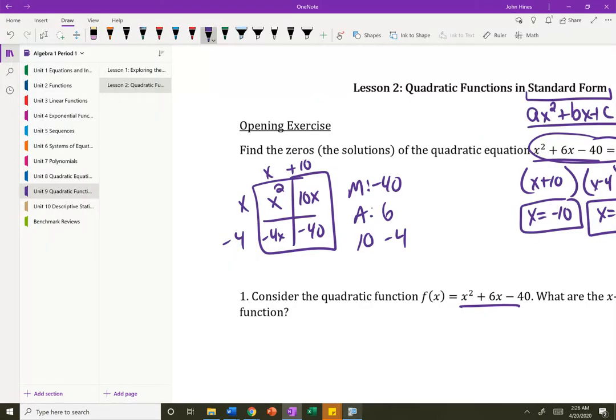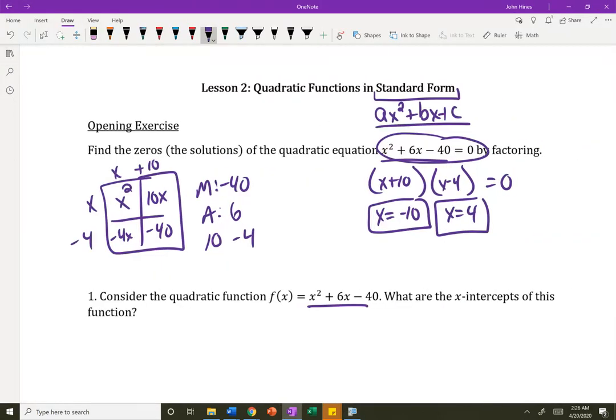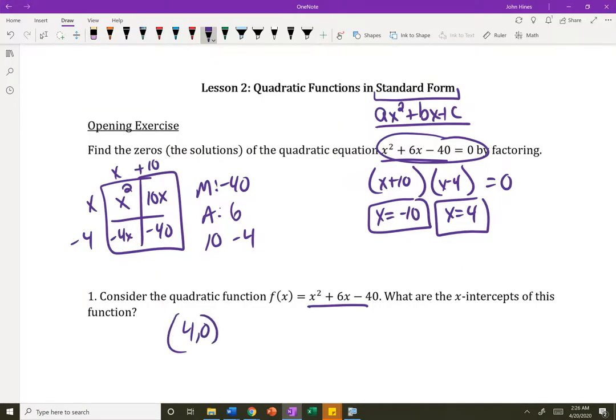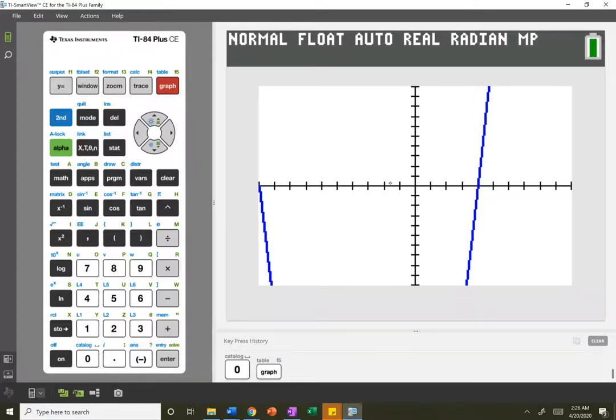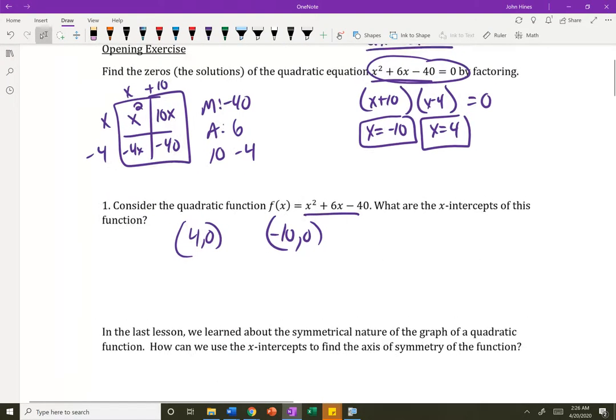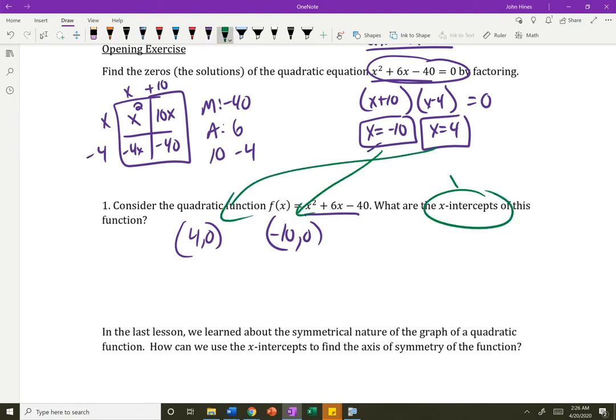So what's the important part here? What are the x-intercepts? Where do I hit the x-axis? Well, 4, 0. And it looks like all the way over here at 1, 2, 3, 4, 5, 6, 7, 8, 9, 10. Looks like over there at negative 10, 0. So this should look familiar because, wait a second, aren't those my zeros? The x-intercepts are actually my zeros.